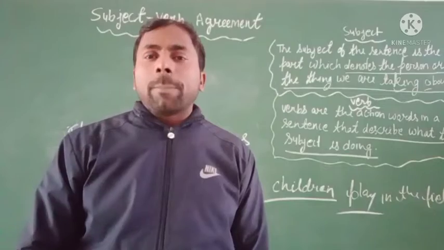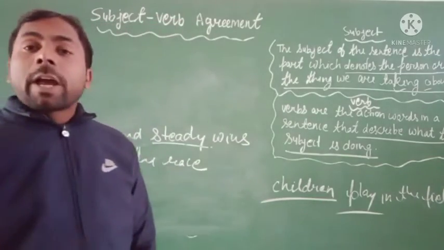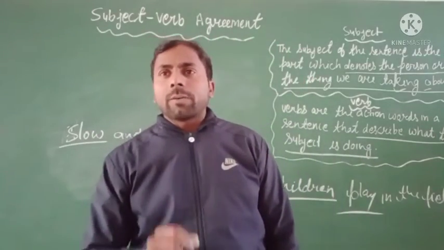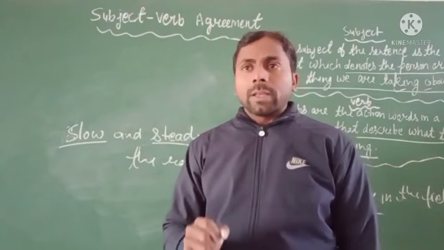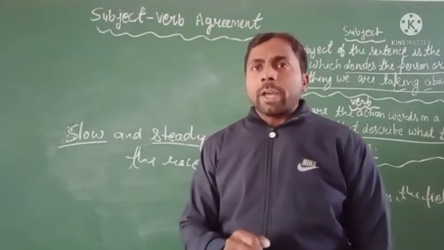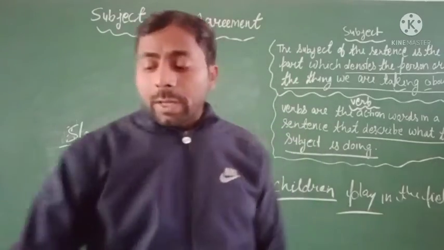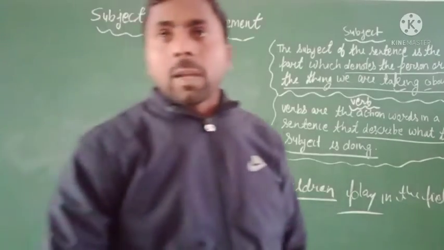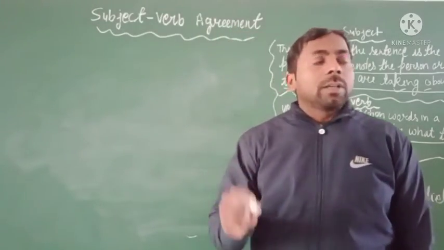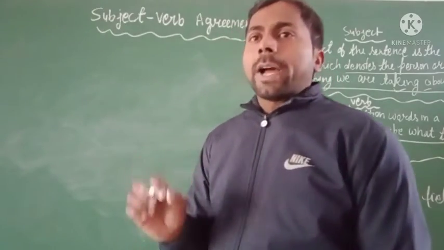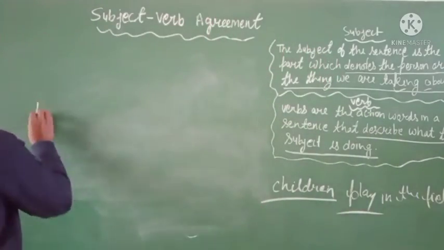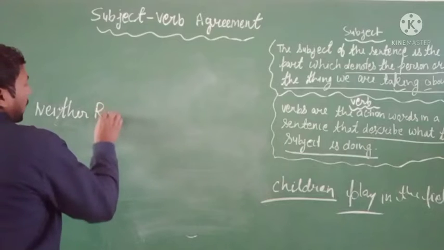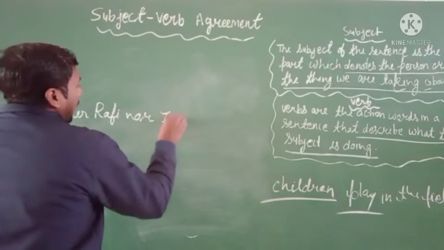Now the next example of subject and verb agreement is two singular subjects connected with neither nor, either or, take a verb in the singular. For example, neither Rafi nor I was prepared.